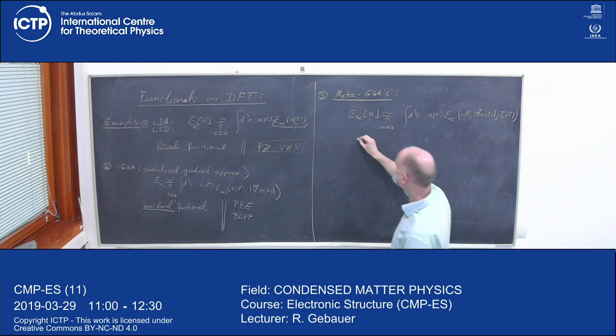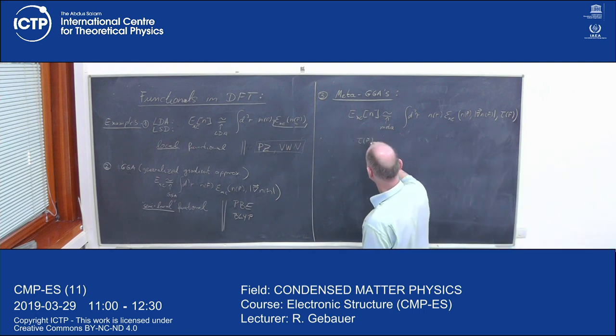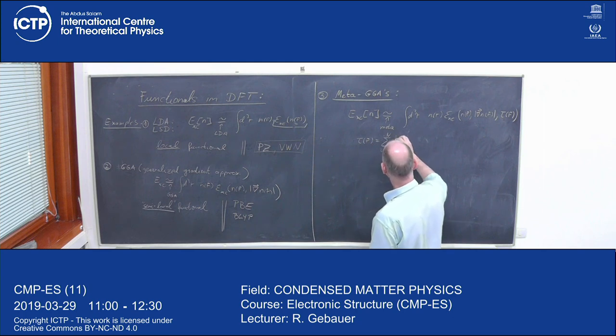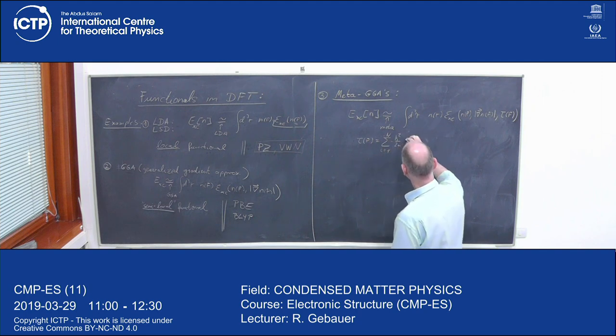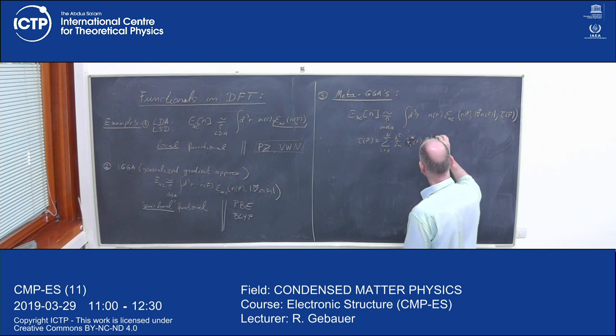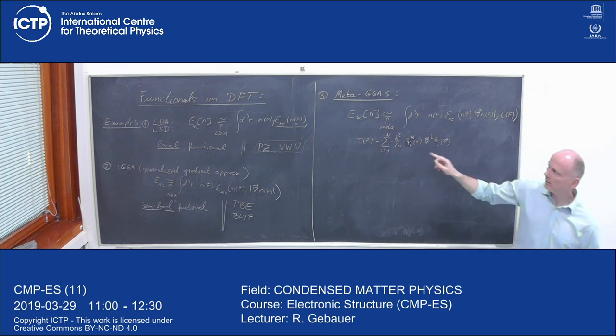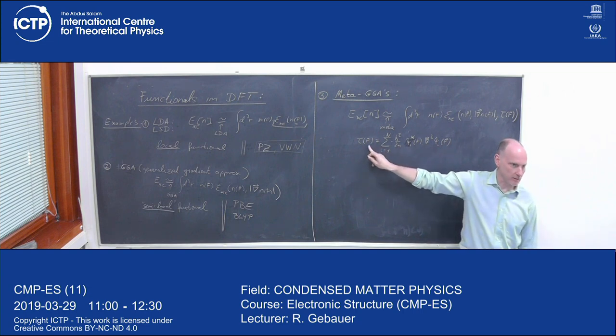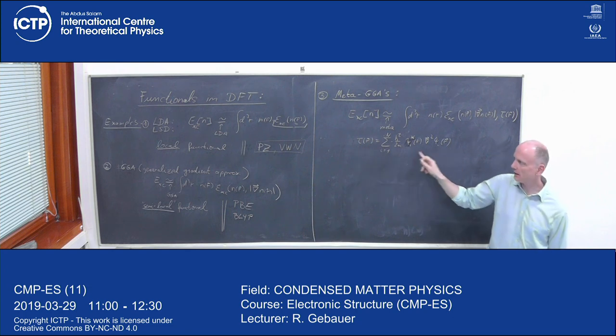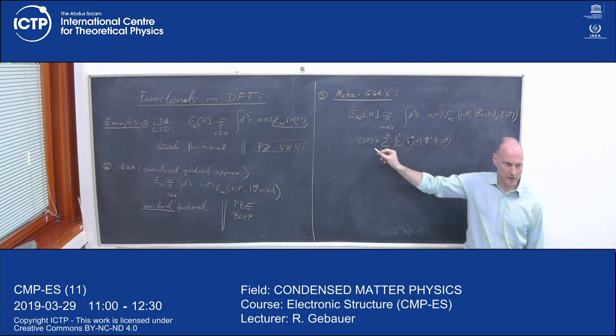It is defined, so tau of r is simply defined as the sum over all quantum orbitals of minus h bar squared divided by 2m, psi i complex conjugate, gradient square psi i. Okay. So if you integrate tau of r over all space, you get the Kohn-Sham kinetic energy. The Kohn-Sham kinetic energy is precisely this integrated over all space. But you can define it at every point in space.